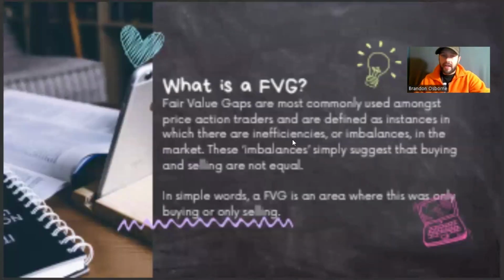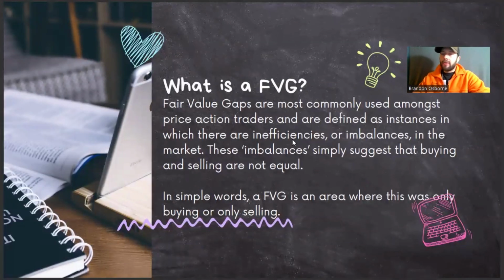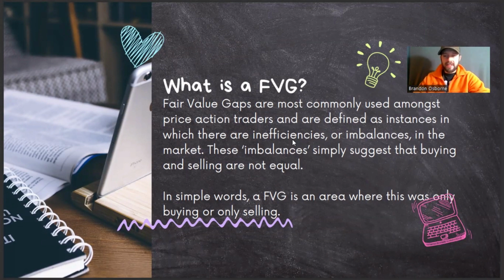What is a fair value gap? Fair value gaps are most commonly used amongst price action traders and are defined as instances in which there are inefficiencies, imbalances in the market. These imbalances simply suggest that buying and selling are not equal. Simple enough. It's just an area where there was only buying or only selling. There was no battle back and forth between buyers and sellers. It was a clear win between bullish or bearish.